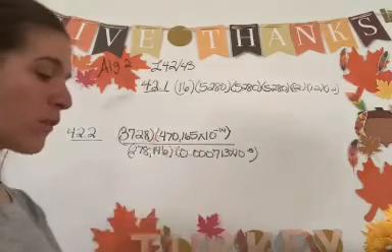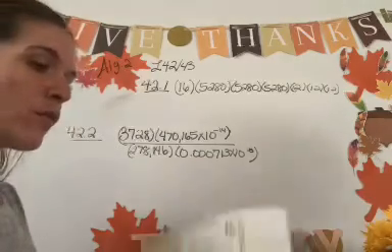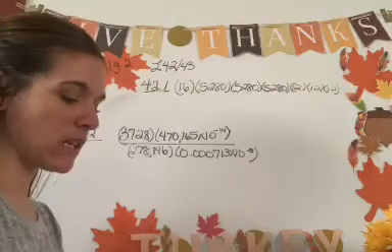42 and 43. 42 is about estimating with scientific notation, and then 43 is about sine, cosine, and tangent.